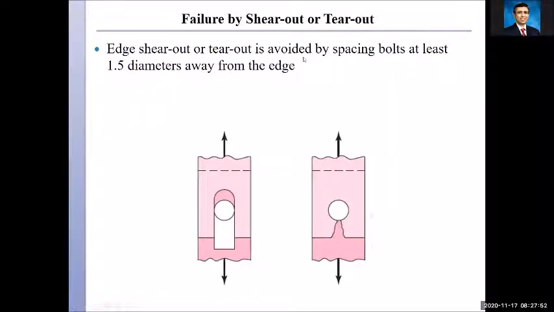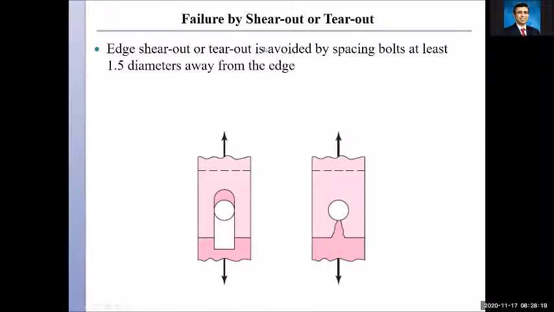A fifth type of failure would be a shear out or a tear out. This is a shear out and this is a tear out. So you see this is clearly shearing. The bolt is shearing the member. And here the bolt is tearing the member so that it comes out, unlike when it shears across. Okay, so shear out or tear out.